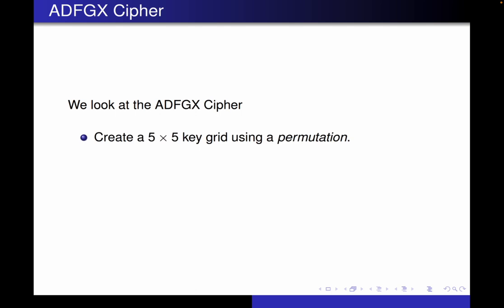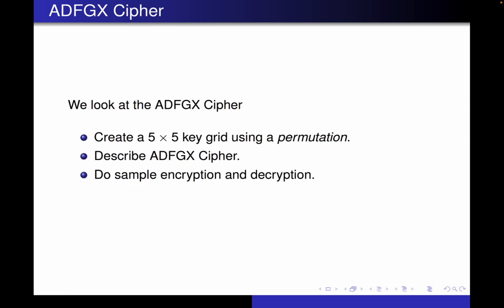Our next cipher is one that was developed by the Germans back in World War I. It's called the ADFGX cipher. So the first thing we're going to do is learn a new way to create a 5x5 key grid using something called a permutation. We're going to describe how the ADFGX cipher works, and then we're going to do a sample encryption and then a sample decryption as well.